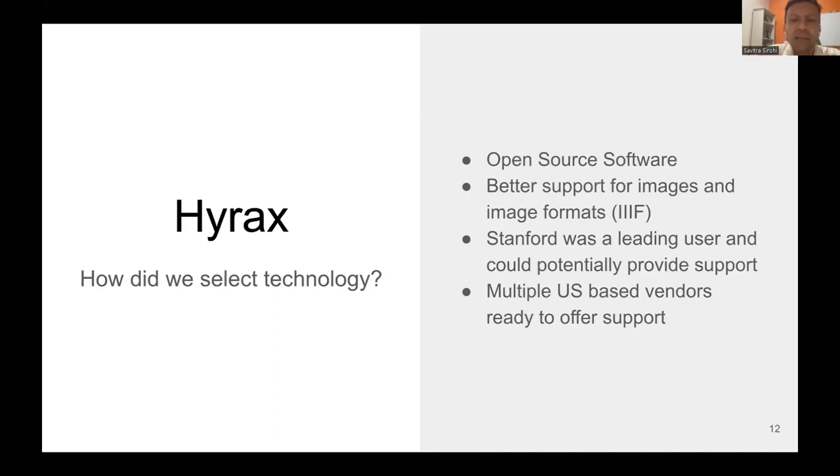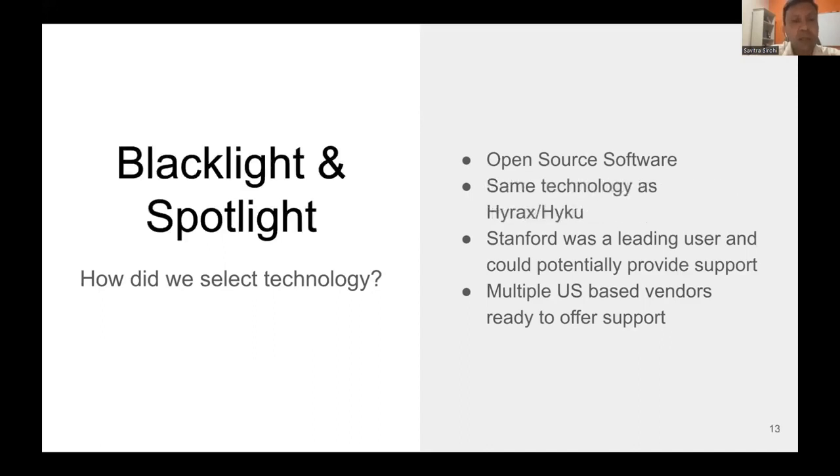We had some vendors available. Anyway, it had images, good support for images. We went with this technology. Then for other discovery platforms, we wanted our own discovery platform, our own search engine technology, and exhibits. We also wanted to exhibit images and multimedia content.